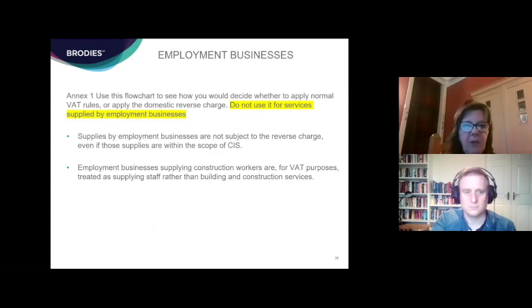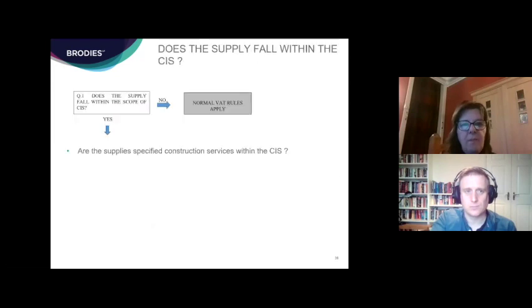So the first bit on the flow chart that we highlighted is the bit where it says, do not use it for services supplied by employment businesses. Supplies by employment businesses are not subject to the reverse charge, even if they're in the scope of the CIS. And that's because employment businesses are supplying construction workers. And so for VAT purposes, they're treated as supplying staff rather than building and construction services. So employment businesses are not within the scope of the reverse charge.